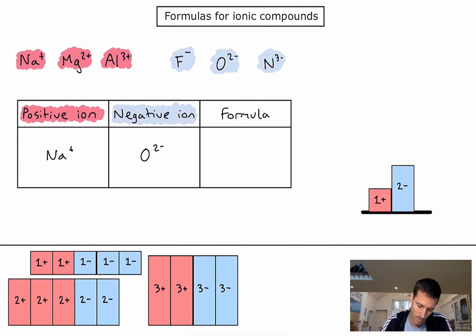Well, all I need to do is take one more sodium ion, stack that on top, and I now have equal positive and negative charges. So in my formula, slightly different to the first example, I'm going to need this time two sodiums, so I'll put a little 2 after the sodium, and just one oxide ion, something like that. That would be sodium oxide. Okay, let's try another one.